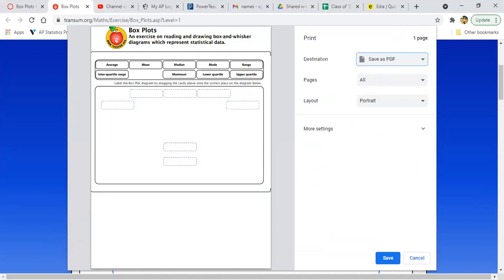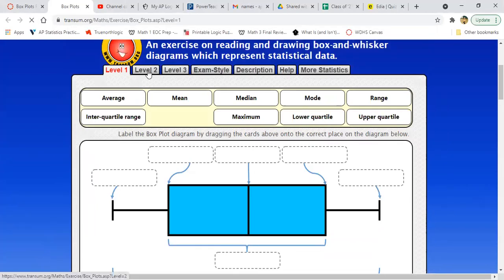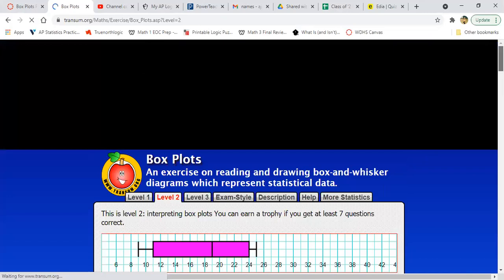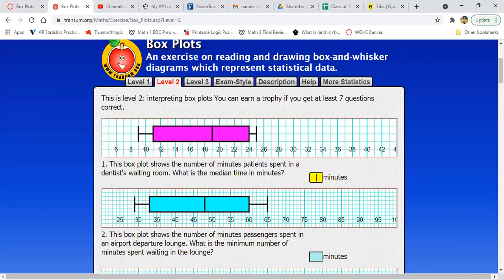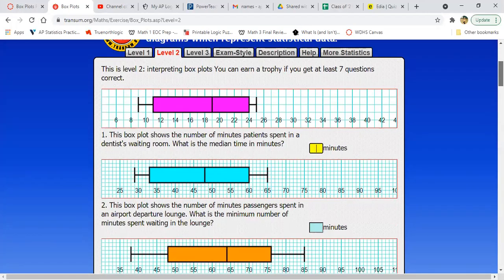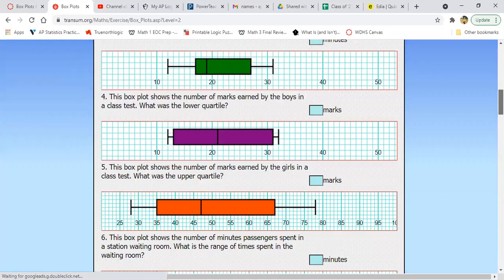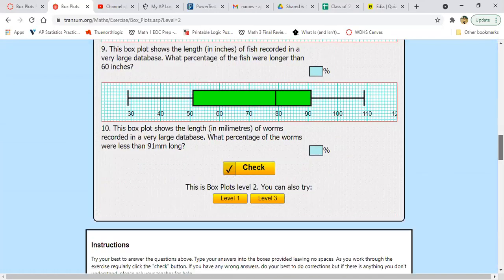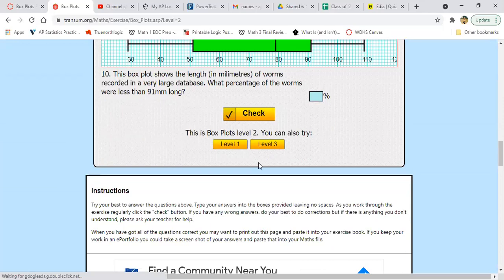Then you need to go to level 2. So when you go to level 2, you have to make a box plot or you have to answer box plots. Okay. Is everybody good? All right. Number of letters, range, time spent. You put that in there. So this one's just answering questions. You check it. We're going to go to level 3. You have to do all the levels, guys.